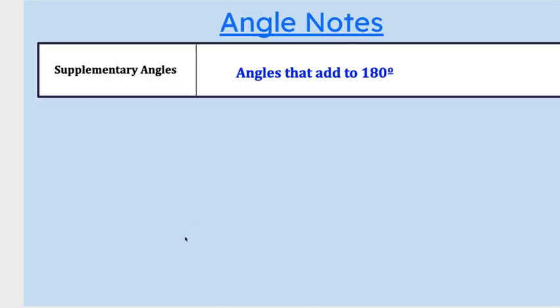All right, next thing. So for your vocabulary, we have a note sheet that we want you to fill in. So pause the video now and just add this definition to what supplementary angles are. It says that they equal 180 degrees.